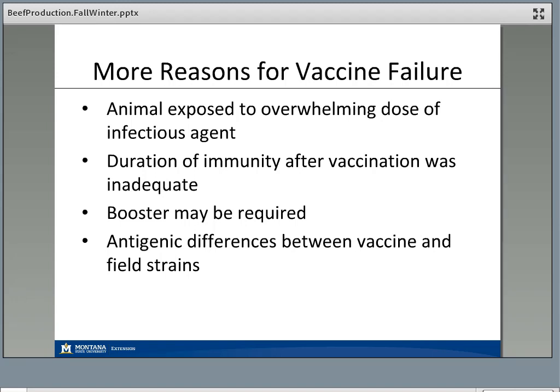So when we think about calf vaccination programs, again, I'm going to stress that you should consult your veterinarian. They're going to be more in tune with what's going on in your local area. Is there something special they need to be considering because of where you're located and the like?